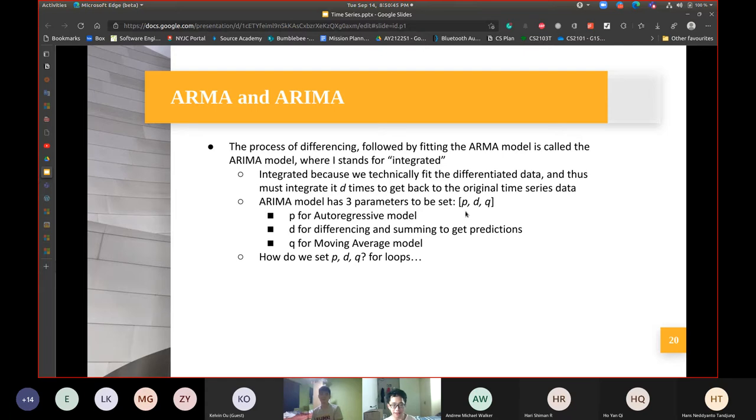So our ARIMA model would have P, D, and Q. The P corresponds to autoregressive, Q corresponds to moving average, and the D corresponds to your differencing and integrating.